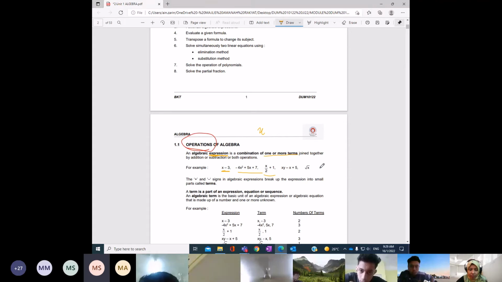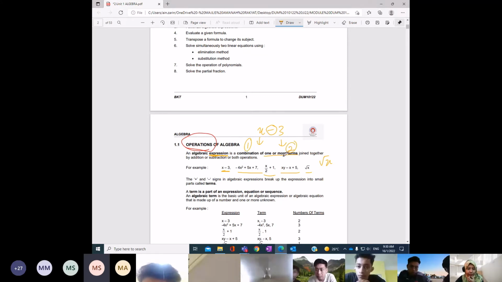Okay, so all these are examples of algebraic expression. Yang ni pun dikenali sebagai algebraic expression juga sebab dia adalah square root of X. And the addition and minus sign is going to break up the expression into small parts called terms. Jadi kalau you kata X tolak 3, benda ni yang memisahkan satu term dengan term yang lain. Faham tak? Ini consider one term, this is another term. Okay, so that is the meaning.